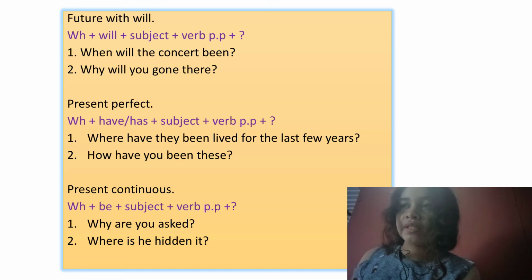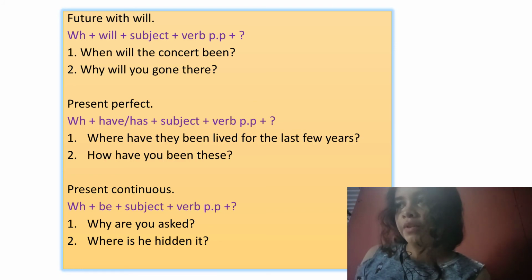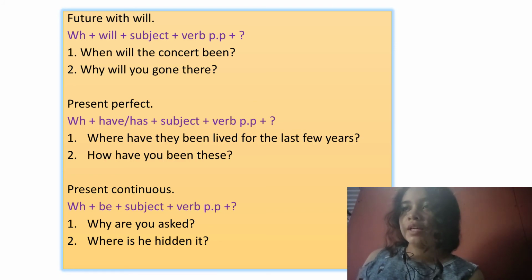And the next tense is the present perfect. The structure is WH word plus have or has plus subject plus verb in past participle plus question mark. And I have two examples. Where have they lived for the last few years? And the second is, how have you been?